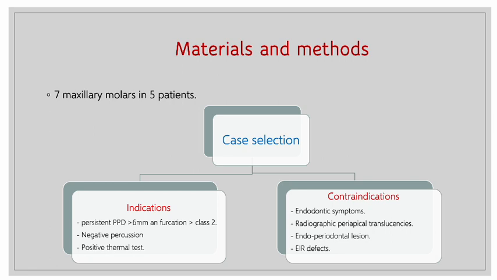Tooth-related contraindications for this procedure were endodontic symptoms or radiographic periapical radiolucency, and periapical radiograph with indications that there is an apical endodontic lesion or endoperiodontal lesion, as well as any signs of external inflammatory resorption defects of the root.